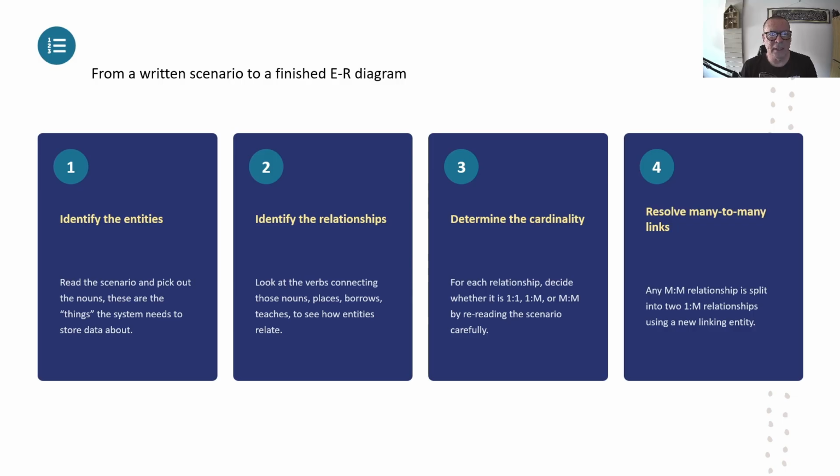Then you're looking at cardinality. So you look at the relationship and see, is that one-to-one, one-to-many, or many-to-many? And you have to reread the scenario carefully to work that out. The wording, obviously if you're an international student and English isn't your first language, that bit can be quite tricky because you have to look at the careful, detailed meaning of the sentences. And then you have to resolve many-to-many relationships. So if you do find that there's a many-to-many, you have to split it up and make another linking table and then show that they're one-to-many relationships on either side.